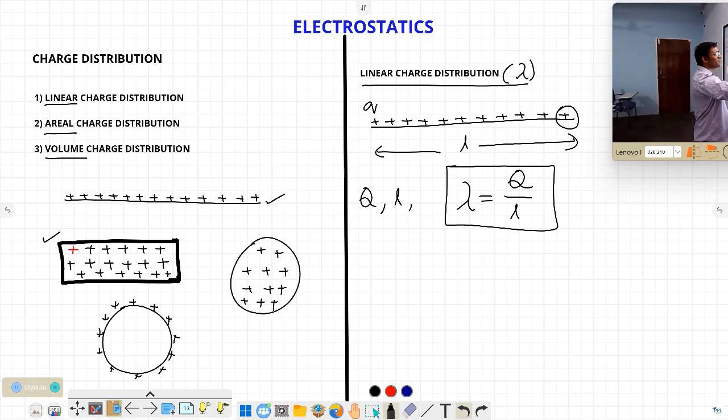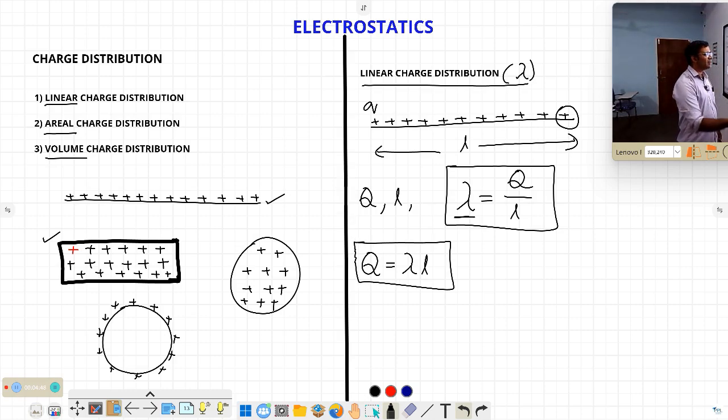This is the total length if you take, and this is the charge if you take. How much charge is present per unit length compared to total charge? That charge per unit length is called linear charge distribution. From this you can calculate the total charge of the body, that is Q is equal to linear charge density into length. Using this we can calculate it.